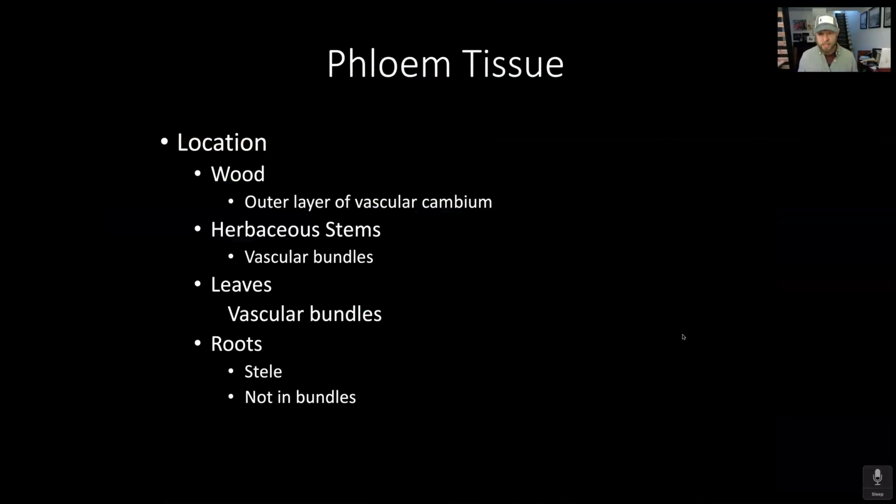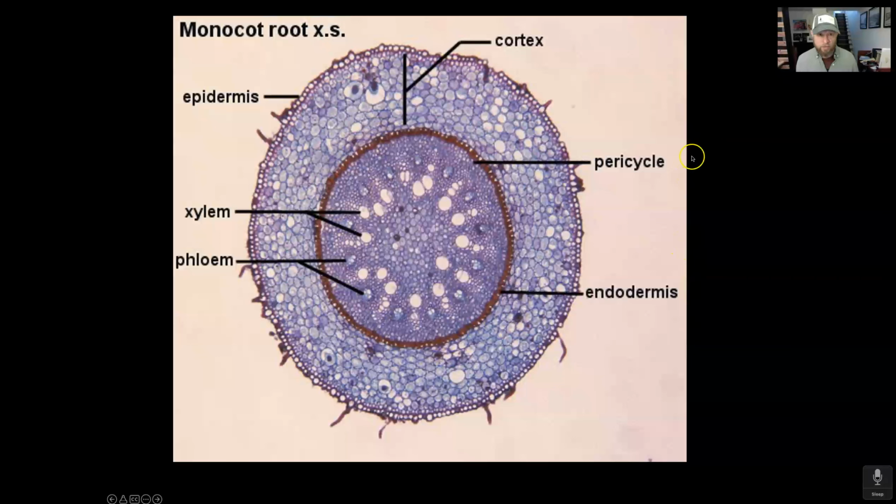And then lastly, in the roots, we have two sections of the root. So the root is divided into the cortex, which is this outer area, and then the stele, S-T-E-L-E, is this inner area. And so in the roots, it's a little more like the wood, in that xylem and phloem are, I mean, they're closer together than in the woody tissue, but they're not inside a vascular bundle together.